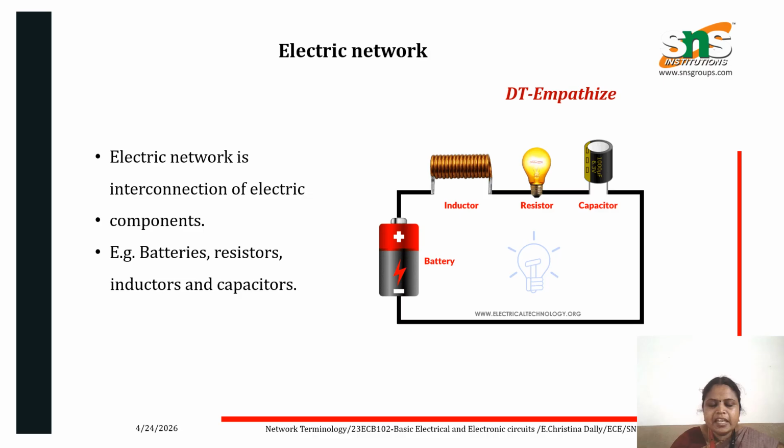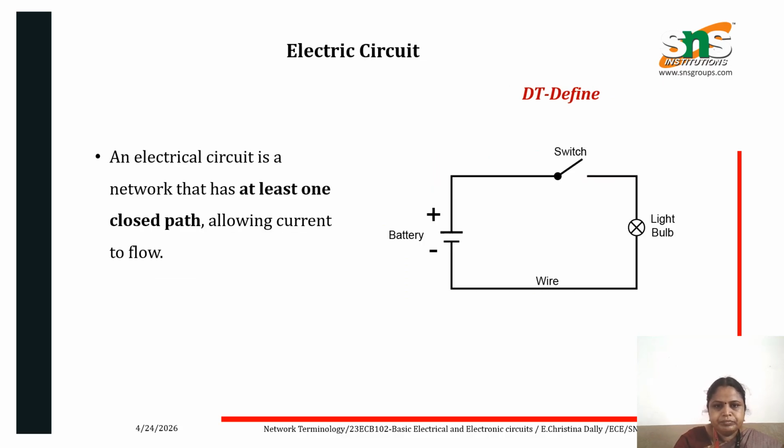So before entering into the network terminology, the first thing we have to know is what we mean by a network. A network is nothing but the interconnection of electric components. Here we have various components such as inductors, resistors, capacitors and batteries. These are all connected. Hence the interconnection of these electric components is termed an electric network.